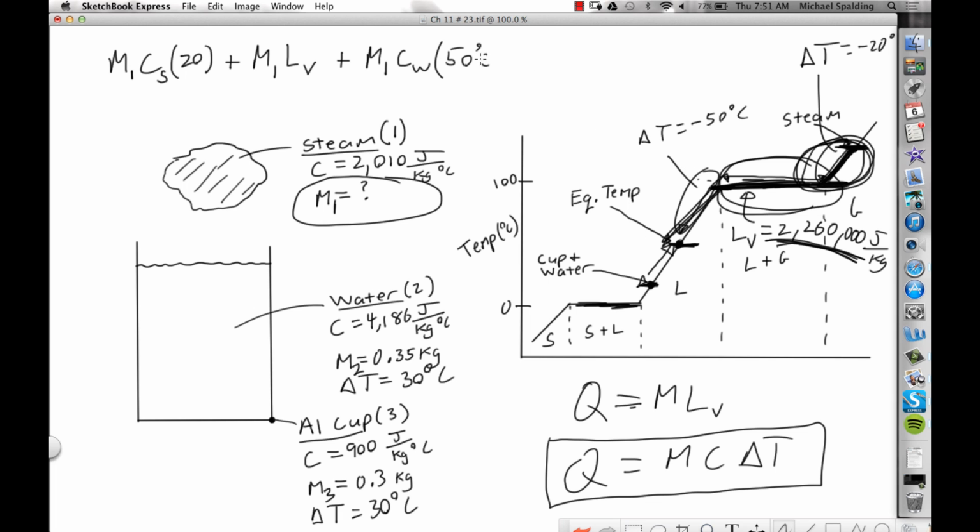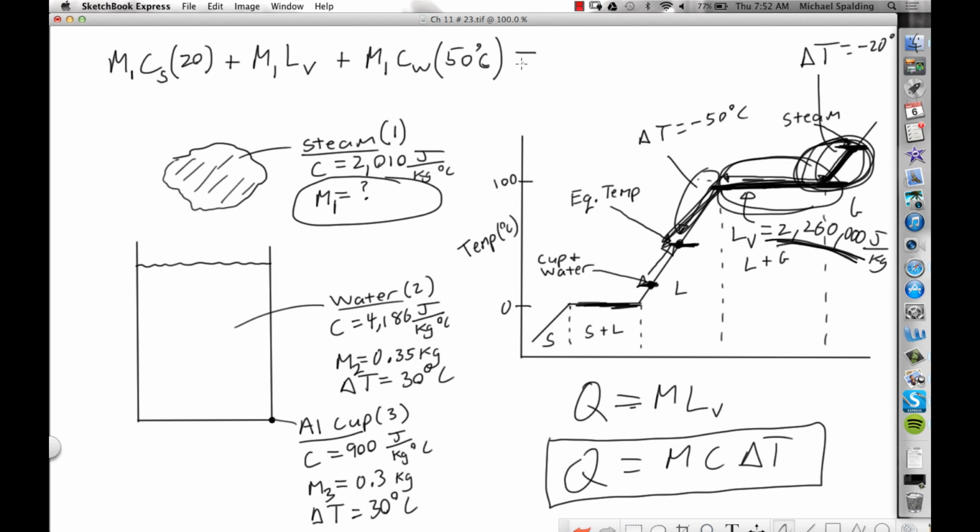Technically these are all negative, because it's losing heat. What I told you to do is make this absolute valued. You just go absolute value of heat loss equals absolute value of heat gain. You can do that unless they're asking for the equilibrium temperature. If they're asking for the equilibrium temperature, then you have to include the negative. So that's all absolute valued.